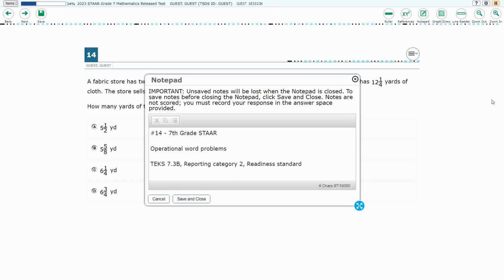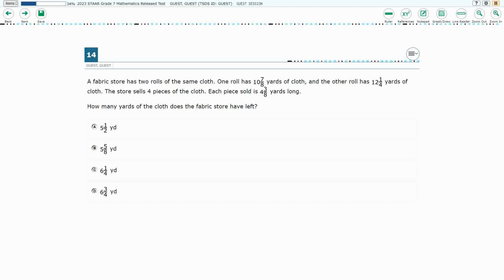For number 14, we are looking at operational word problems. This is a readiness standard in reporting category 2, TEKS 7.3b. So we have a fabric store. We've got two rolls. One roll has got 10 and 7/8. The other roll's got 12 and a quarter. They sell 4 pieces of cloth. Each of the sold pieces of cloth are 4 3/8. We need to find how much we have left.